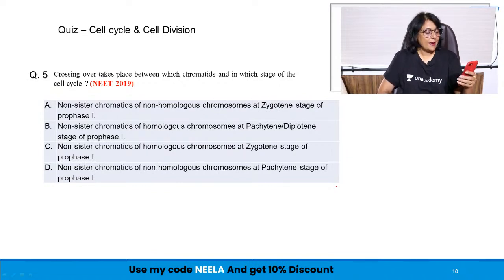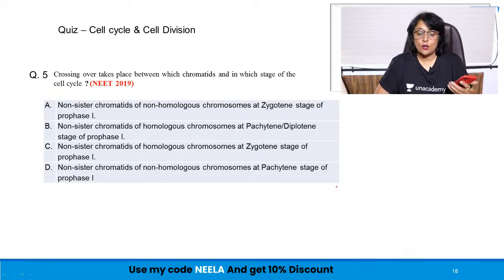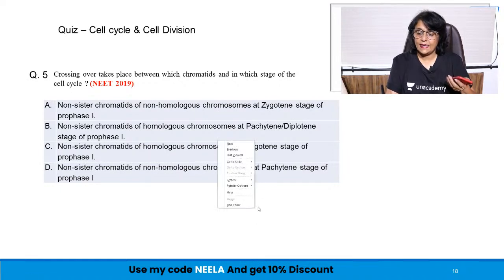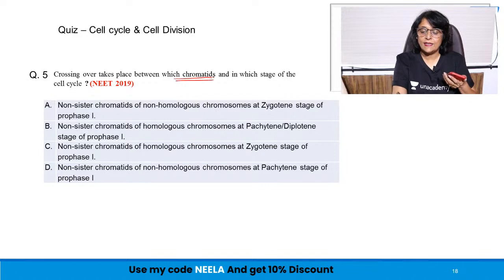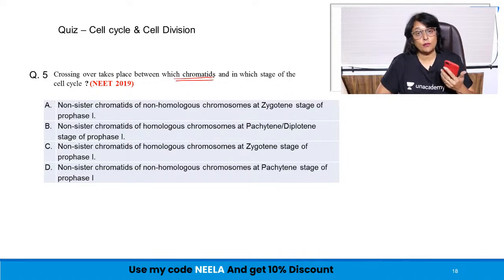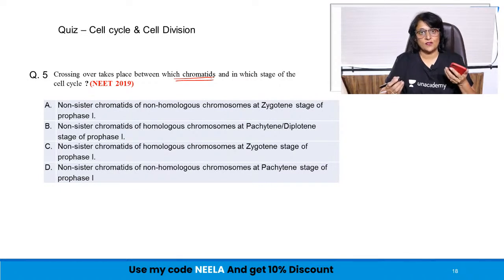Okay, let us come back to our fifth question, and the fifth question says, crossing over takes place between which chromatids and in which stage? So which chromatids means, I guess the option should be homologous chromosome, sister and non-sister chromatids, right?